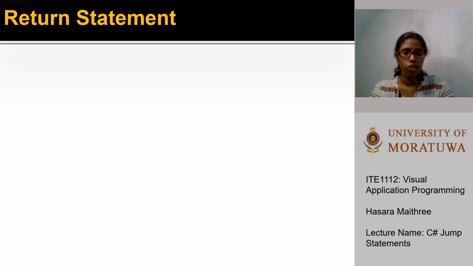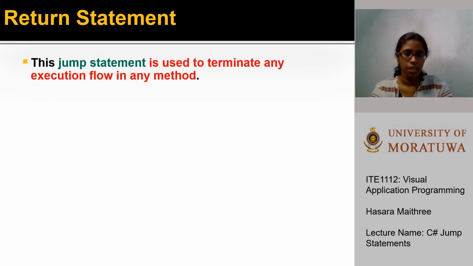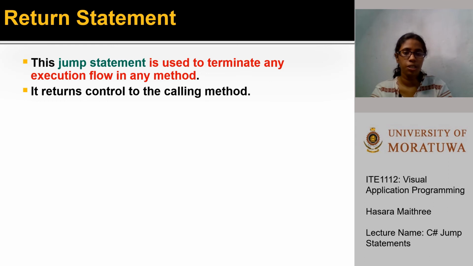Let's look into another jump statement, the return statement. The return statement is used to terminate any execution flow in a method, and it returns control to the calling method. For example, say we are calling a particular method from the main function. The calling method would be the main function, and we will be calling a method, let's say method A. After executing all the statements in method A, we will put a return statement at the end of the method so that it will pass the control back to the main method.